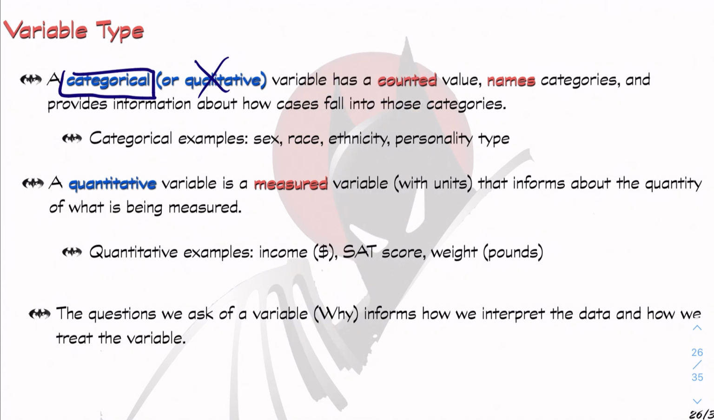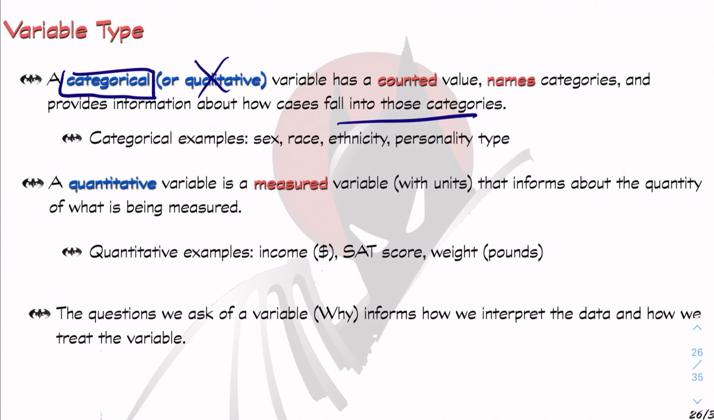So a categorical variable has a counted value. It names categories and provides information about how cases fall into those categories. And there are different ways that we are going to picture those. So categorical examples include sex, race, ethnicity, and personality type.